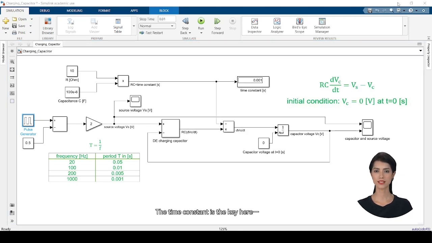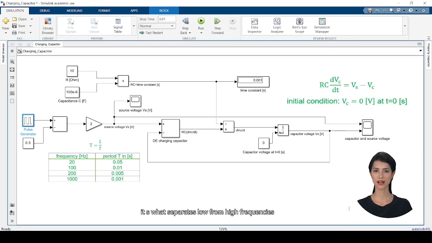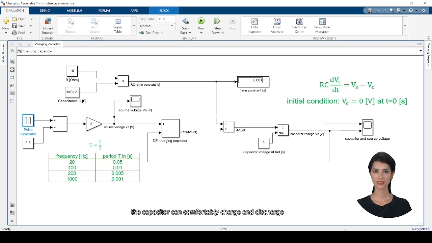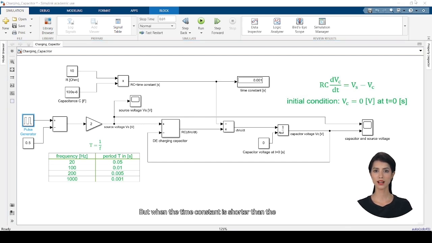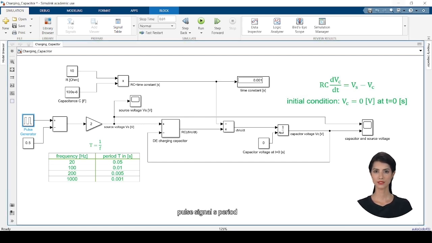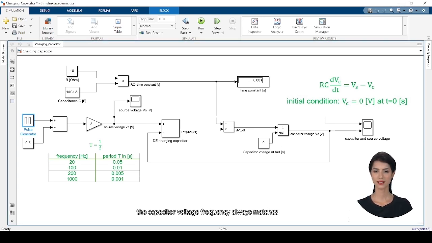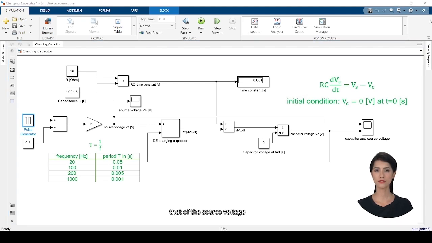The time constant is the key here, it's what separates low from high frequencies. When the period of the signal is much longer than the time constant, the capacitor can comfortably charge and discharge completely. But when the time constant is shorter than the pulse signal's period, the capacitor only manages partial charges and discharges. However, no matter the frequency, the capacitor voltage frequency always matches that of the source voltage.